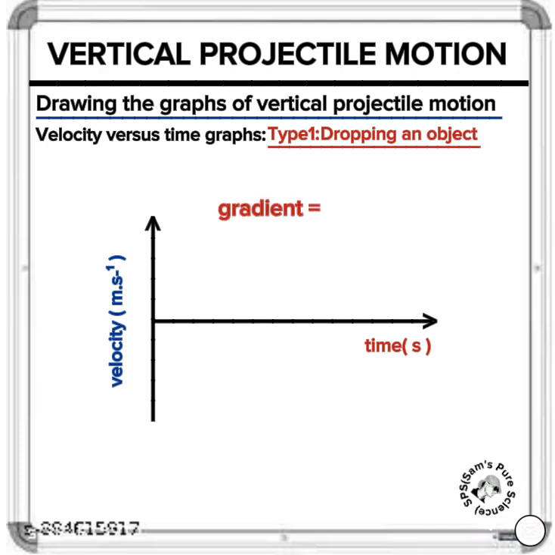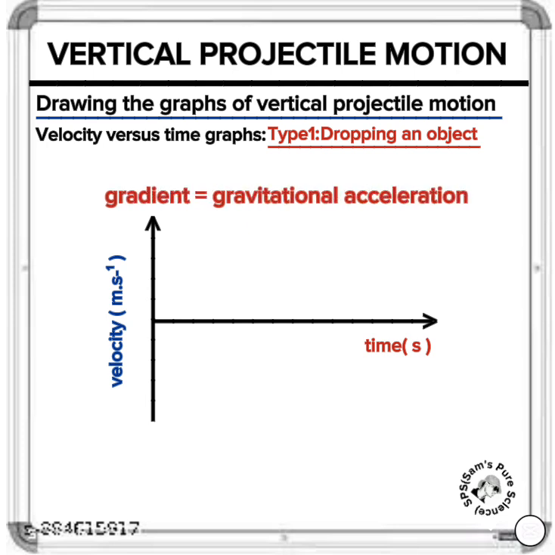The equation of a gradient is changing y over changing x. On velocity versus time graphs, we have velocity on the y-axis and time on the x-axis. Therefore, the equation of a gradient is going to be changing v over changing time, changing velocity over changing time. If you remember, the definition of acceleration is changing velocity within a certain time. So our gradient is the acceleration. It's going to be gravitational acceleration since we are on vertical projectile motion.